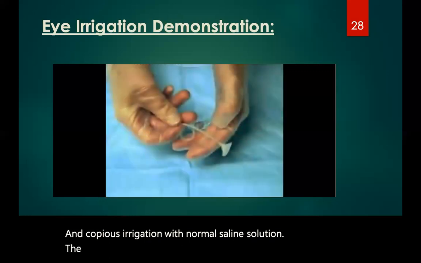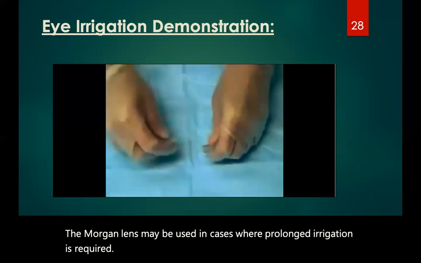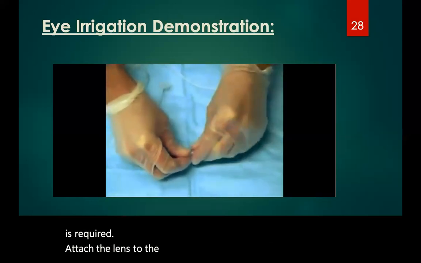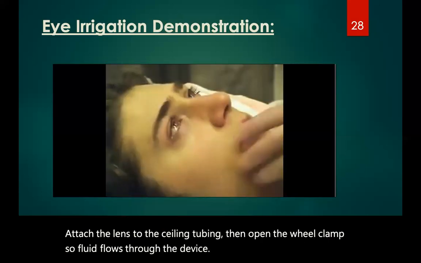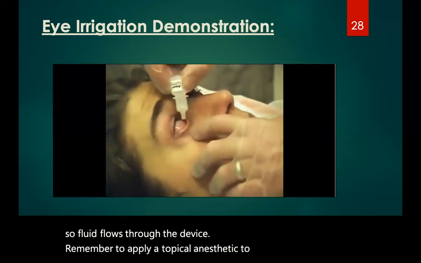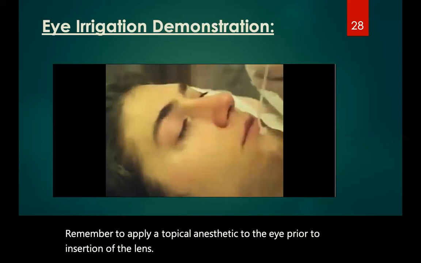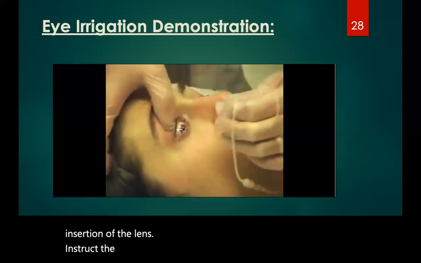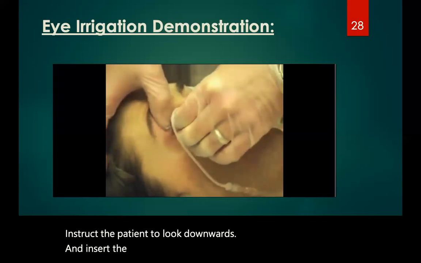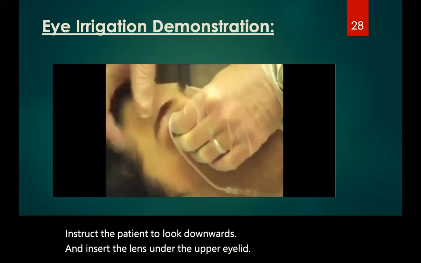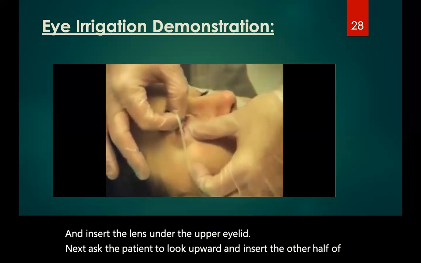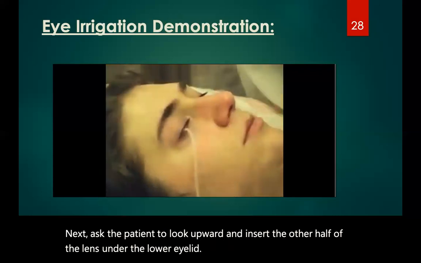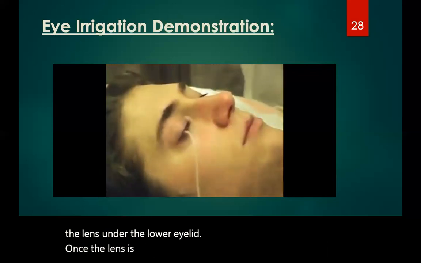The Morgan lens may be used in cases where prolonged irrigation is required. Attach the lens to the saline tubing, then open the wheel clamp so fluid flows through the device. Remember to apply a topical anesthetic to the eye prior to insertion of the lens. Instruct the patient to look downwards and insert the lens under the upper eyelid. Next, ask the patient to look upward and insert the other half of the lens under the lower eyelid. Once the lens is fully inserted, increase the flow of saline through the tubing.